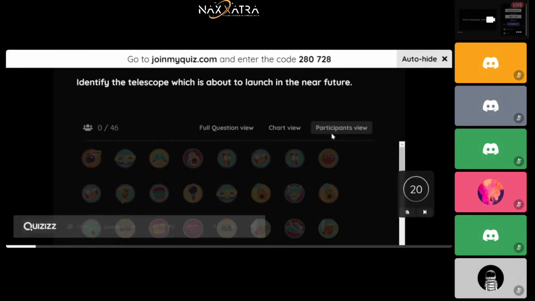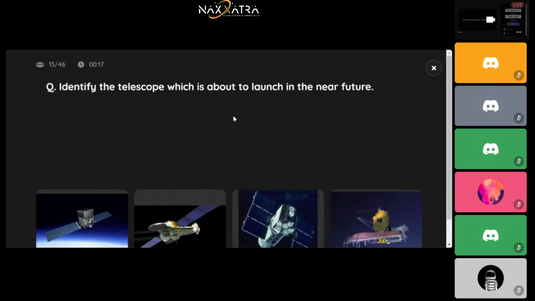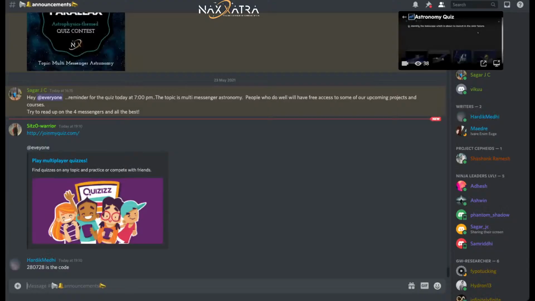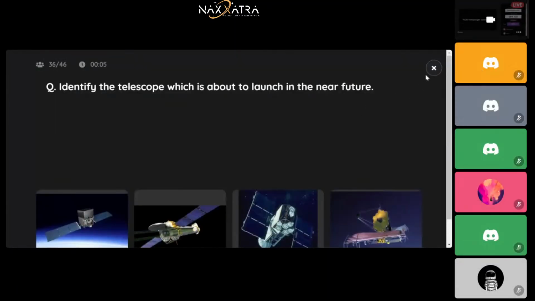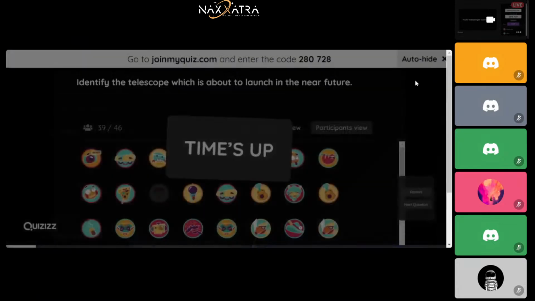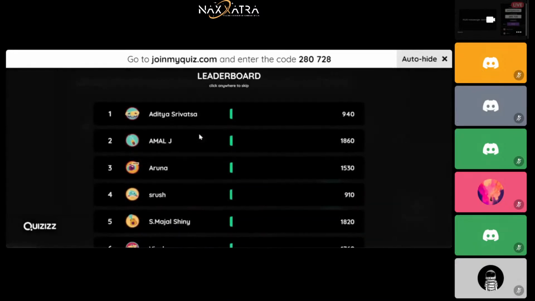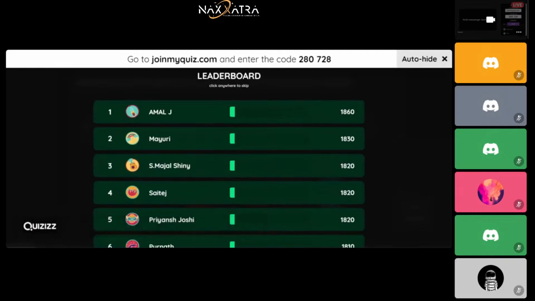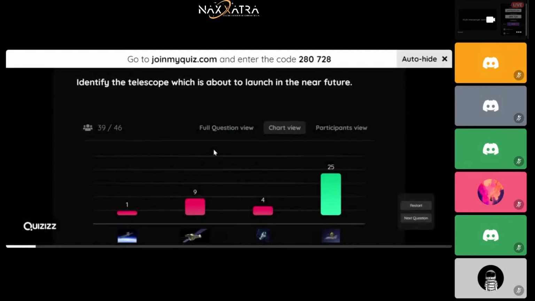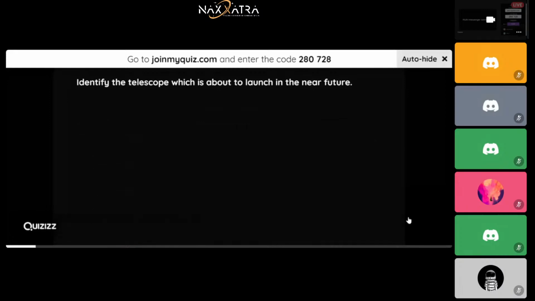The second question: identify the telescope which is about to launch in the near future. You have 4 images. Choose the correct one. 39 people have answered, and the correct answer is the James Webb Telescope, which is the 4th option. It is about to be launched on 31st October 2021, and 3 other telescopes have already been launched. So the next question.